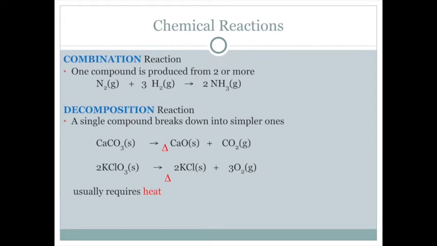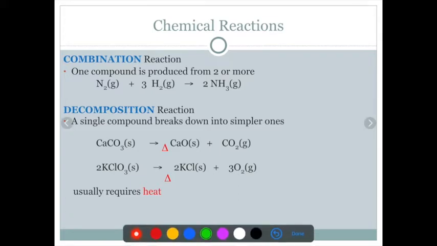So combination reactions just have one compound being produced from two or more reactants. So remember when we looked at chemical equations, we talked about how the arrow is very important. To the left of the arrow are reactants, to the right are products. So combination reactions aren't too bad to look for because you just have to look for that one product, okay? So only having one thing in the product tells us that's a combination reaction.